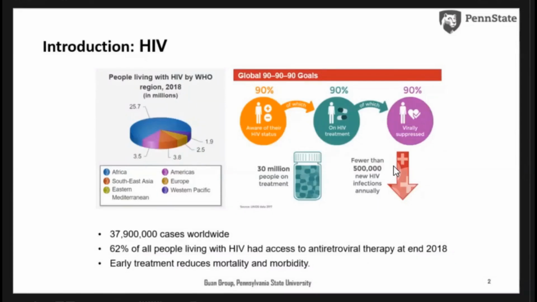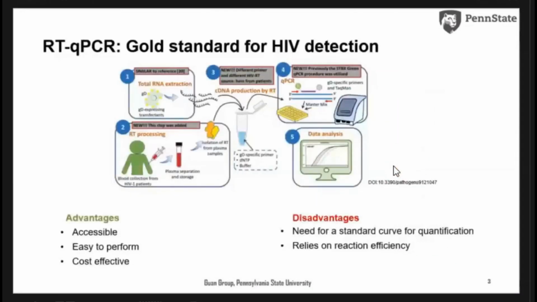So far, RT-qPCR is the gold standard method for HIV detection. It has a lot of advantages, such as being accessible, easy to perform, and cost effective, but it also has its own disadvantages, which is that it needs a standard curve for absolute quantification. The results rely on the reaction efficiency.